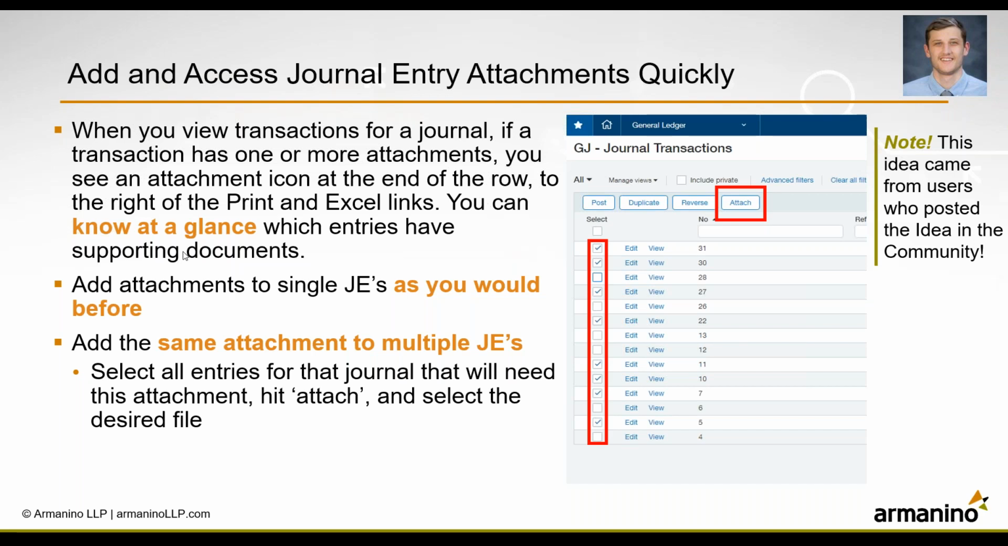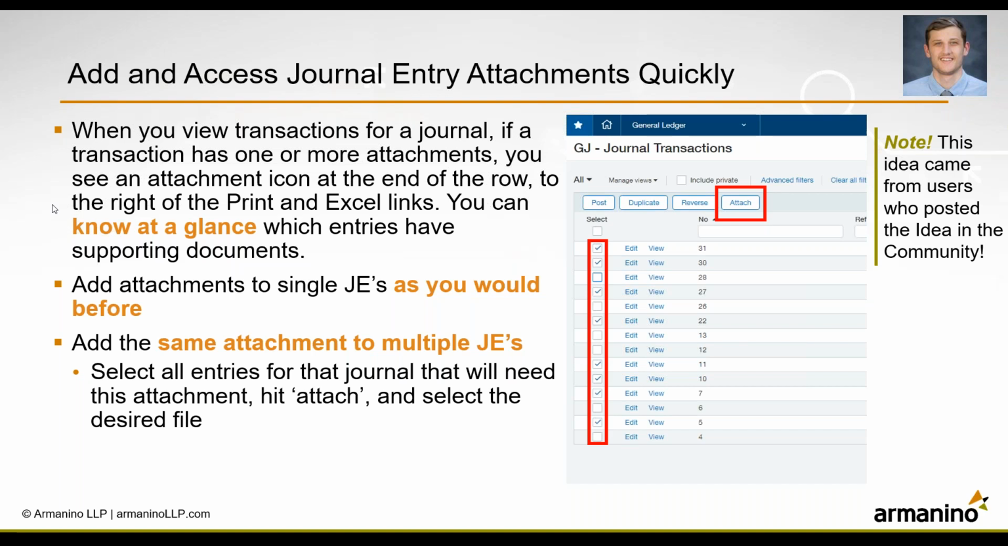The first thing we're going to look at is the add and access journal entry attachments. When you view transactions for a journal, if a transaction has one or more attachments, you're now going to see an icon that looks like a paperclip at the end of the row to show at a glance which transactions have attachments. You're still going to be able to add attachments to single journal entries the same way as you would have before, by going into that actual entry and then selecting the attachment and attaching it there.